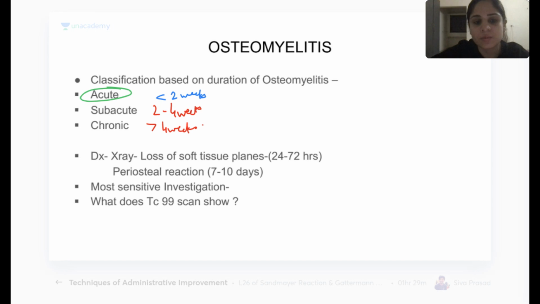Okay, all right. What is the most sensitive investigation in case of osteomyelitis? It will tell you within 6 hours of the infection happening that there is some kind of inflammation and swelling. Yes, very good. Your MRI scan can tell you within 6 hours of onset of infection that there is inflammation and swelling. And if you do a technetium 99 scan in case of osteomyelitis, what will happen? Do you have normal activity, reduced activity, increased activity, altered activity? What do you have?